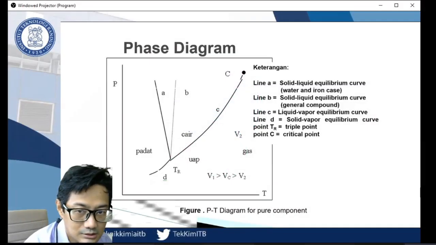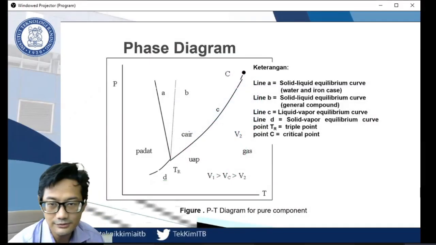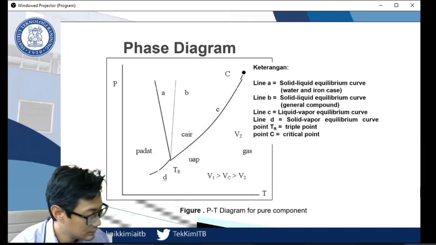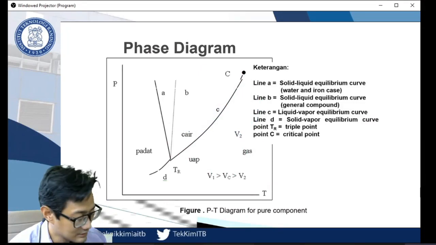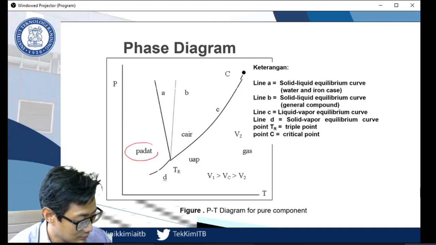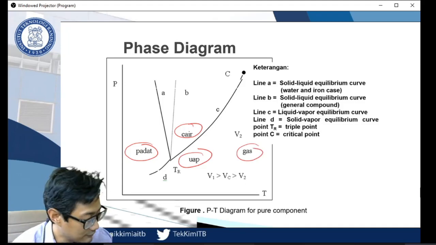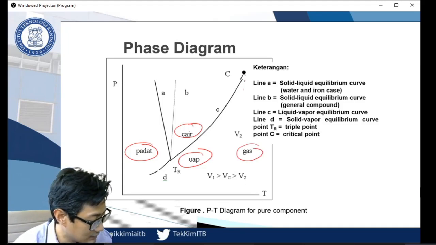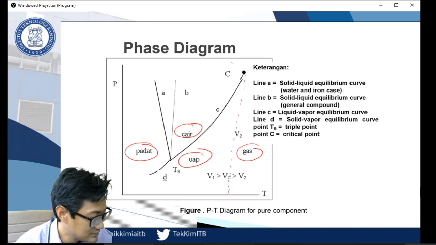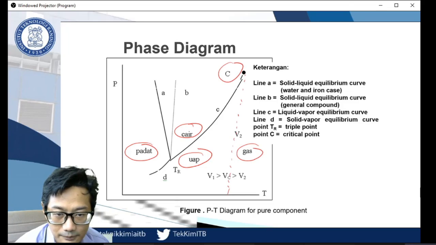Now we discuss the details related with the phase diagram. As you know, yesterday we already discussed there is a solid here, liquid, vapor, and gas. The difference between vapor and gas is located in this area. This point C is the critical point.